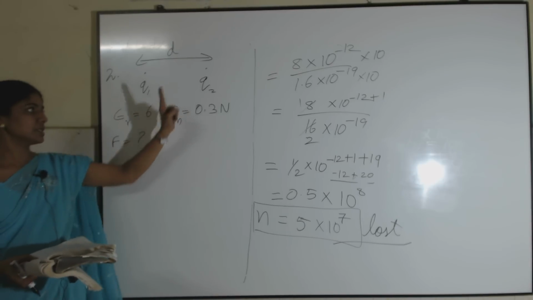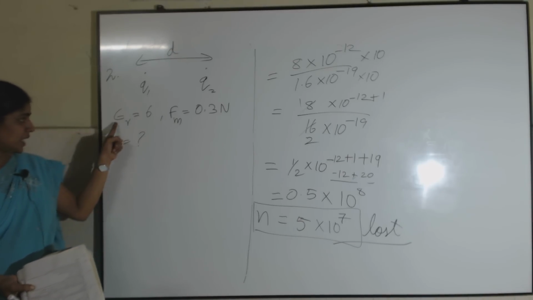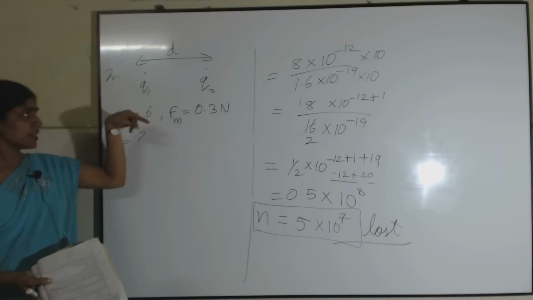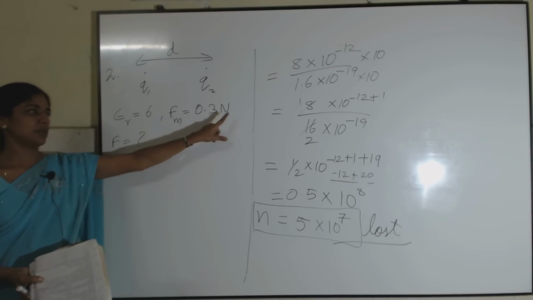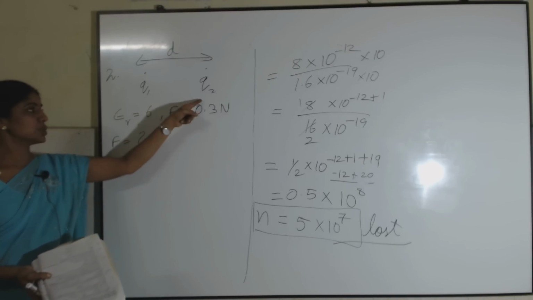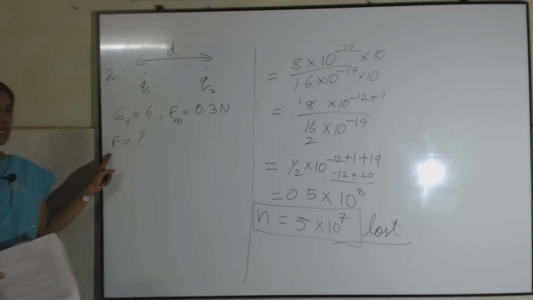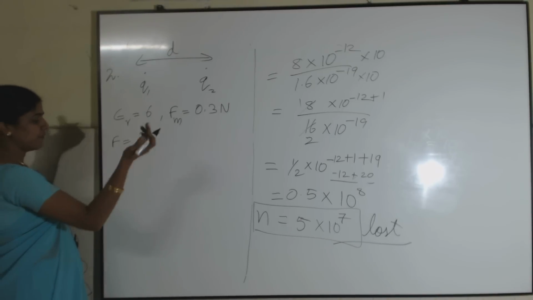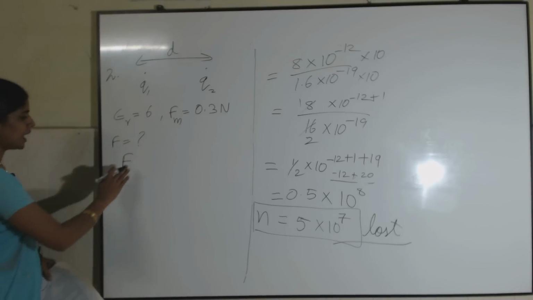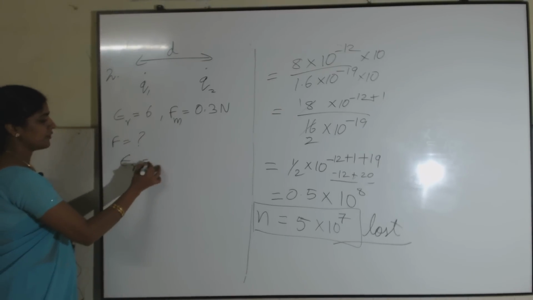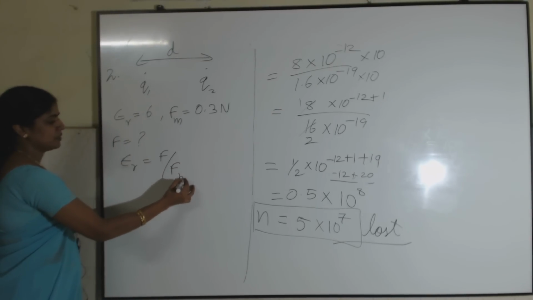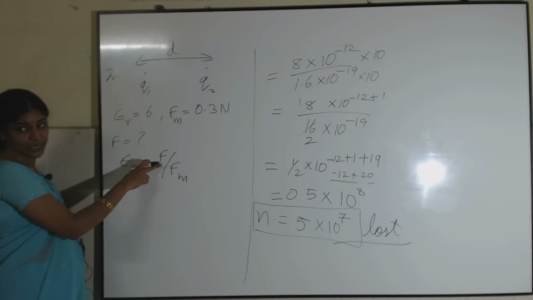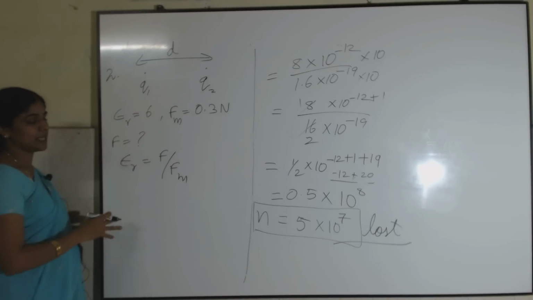Now these two charges are situated in a medium of epsilon r equal to 6. What is the force of attraction or repulsion when they are situated in a medium? It is 0.3 Newton. What happens if these two charges, with the same separation, are kept in air or vacuum? This is the question they are asking. You want to find out what is F. We know the relation epsilon r equal to F by Fm. So these two values are given, and you want to find out F, that is the force of attraction or repulsion if these two charges are kept in air or vacuum.